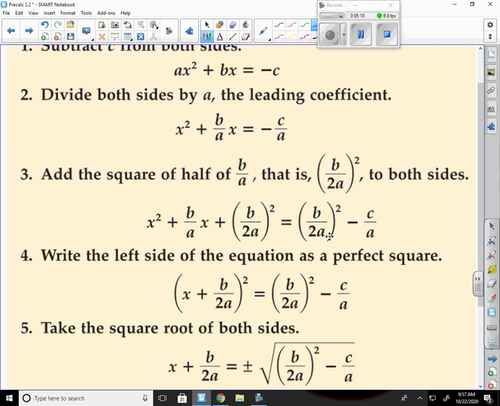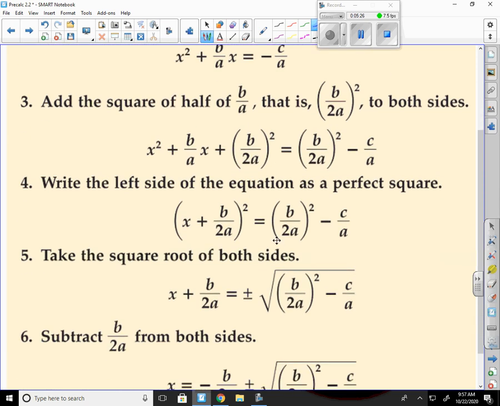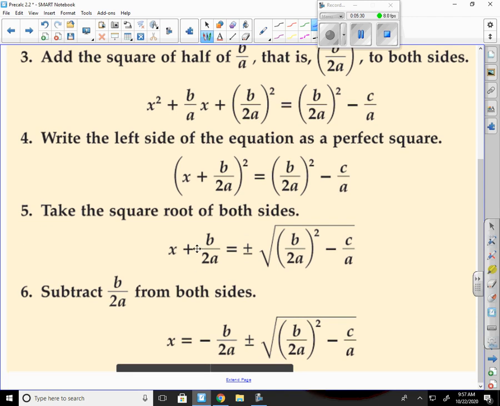Write the left side of the equation as a perfect square. Take the square root of both sides, which will give me a plus and a minus. And then I would subtract B over 2A from both sides. That seems like a lot, but it's not that bad. Let's go ahead and finish this problem out.